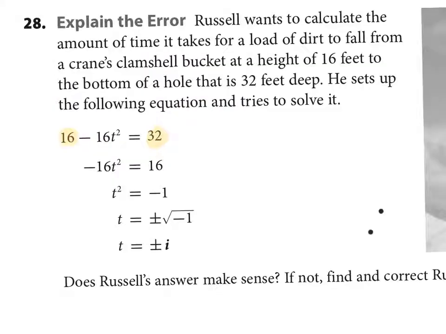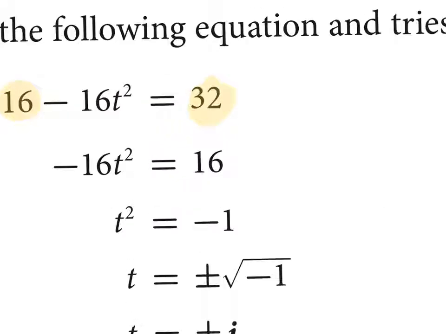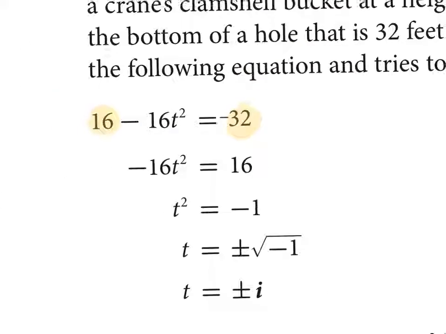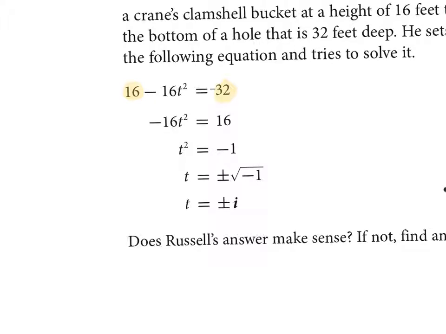So the problem with this one is that this 32 should be a negative 32, because it's going into the hole, like underground. It's going 32 feet below the ground. So thinking about the ground as the x-axis, you're 32 feet down, you're at negative 32. Not only do you have to find the error, you have to correct the error, which means you need to rework the problem. If you work that out with a negative 32, you are going to get a positive answer.